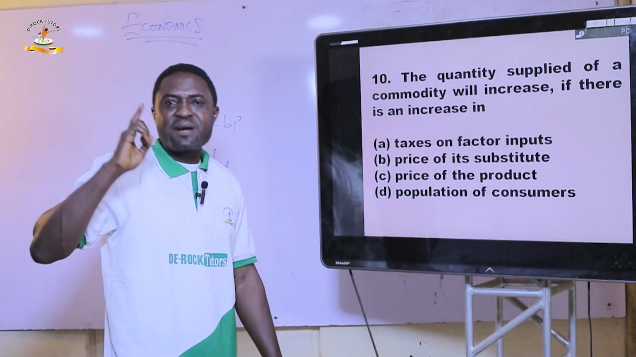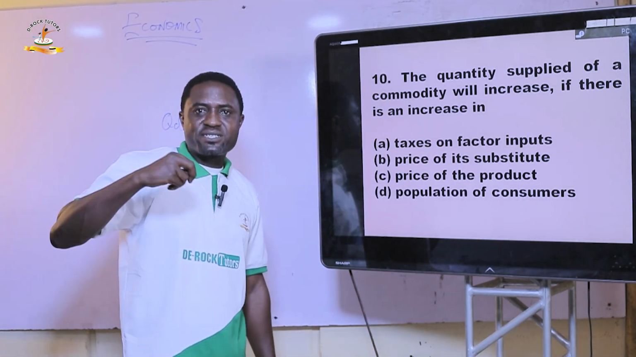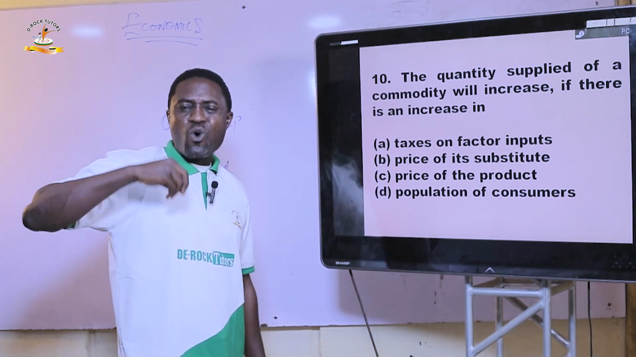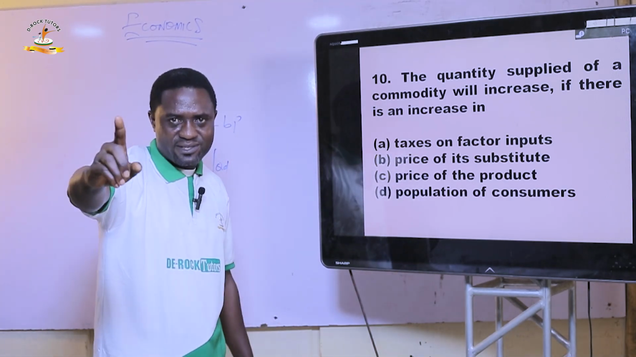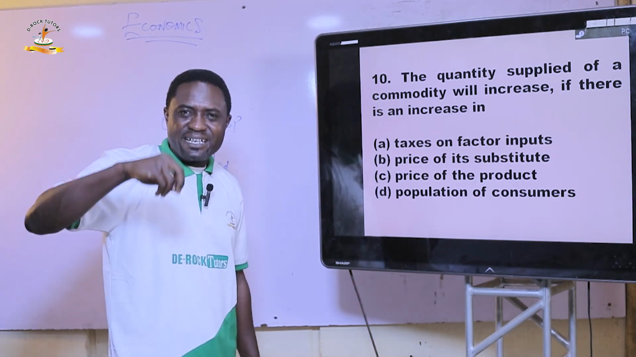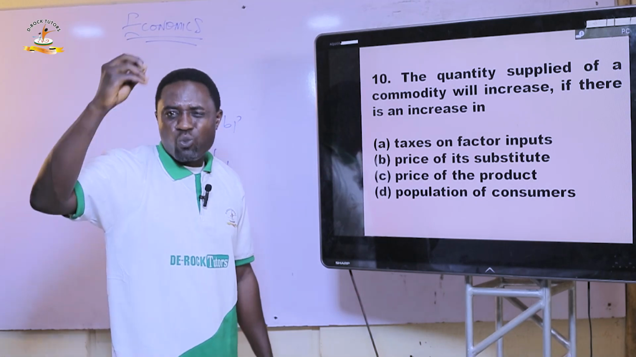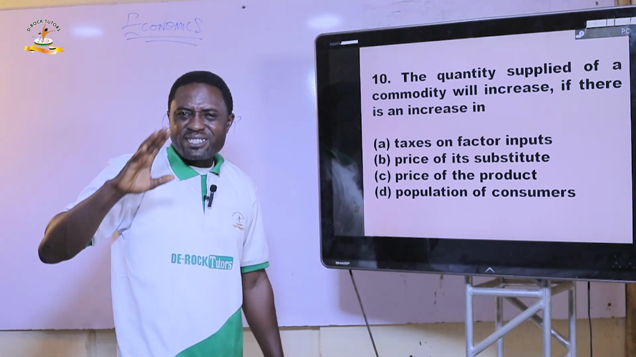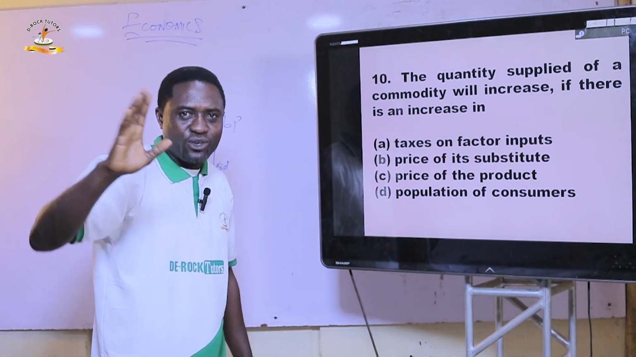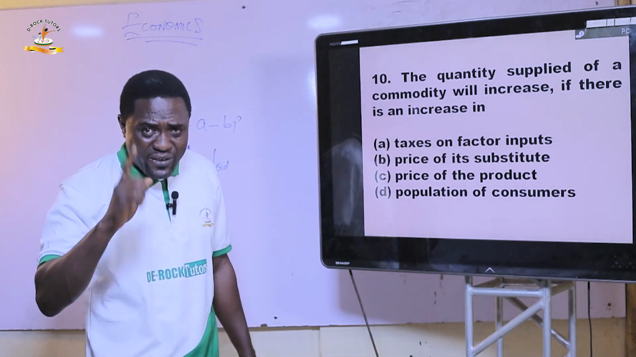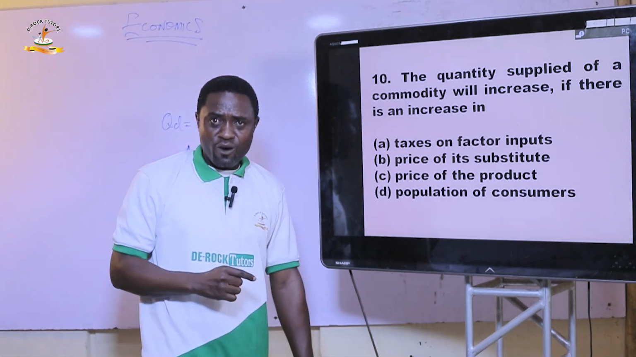So when the price increases, the quantity that a producer, a manufacturer, is willing to offer for sale will increase. Automatically, there is a positive relationship between the price and quantity supply. When the price is going up, quantity supply will also go up. So you have to understand that clearly. So from these options, the perfect answer is price of the product.